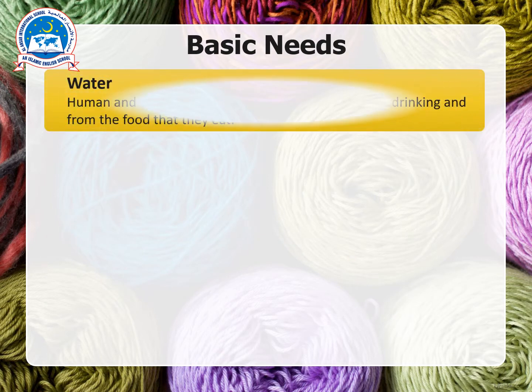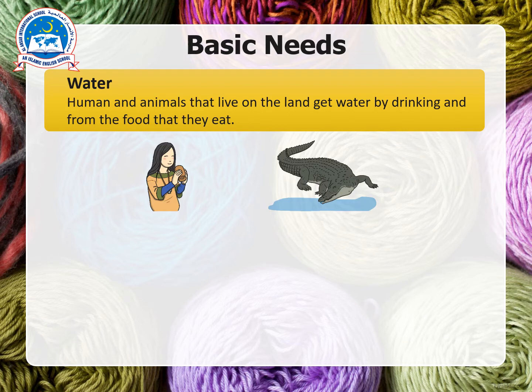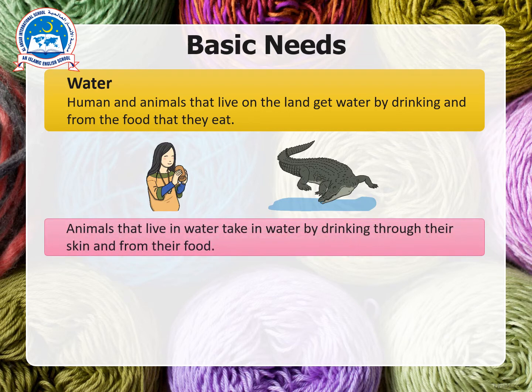One of the other basic needs is water. We all drink water. We water plants too. They are alive. They are just like us. They need water to make food. Then humans and animals also drink water. It's very important for animals.